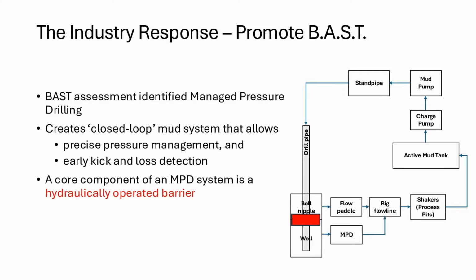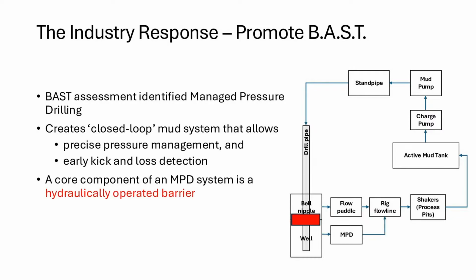So what we can see in the diagram as the red box appears is what we mean by closed loop. Conventional drilling, as represented on this diagram, has mud pumps pumping through a standpipe, down the drill pipe, back up the well with the cuttings, out through a flow paddle, the rig flow line, onto the shakers where they remove the cuttings, and then back to an active mud tank, and from there it goes back round in a circle. The key thing to note here is that the well is actually open to atmosphere, and that was the reason for the blowout that occurred on the Deepwater Horizon.